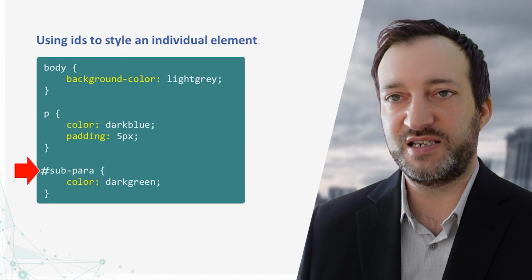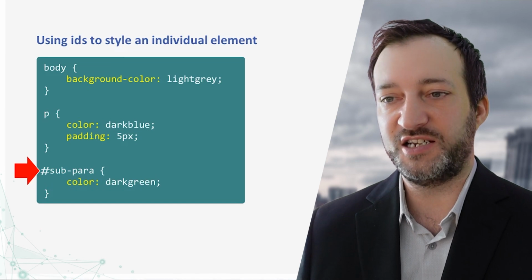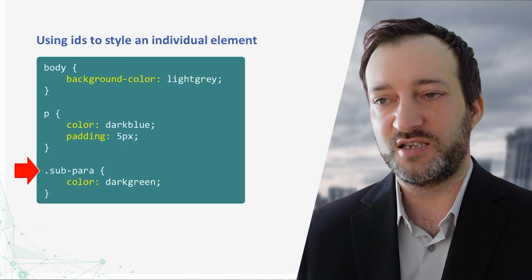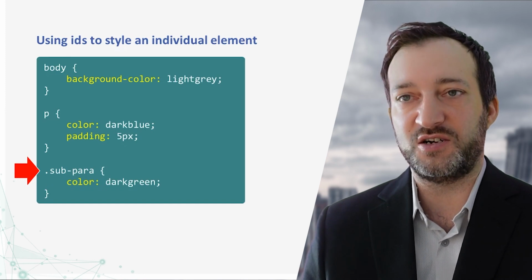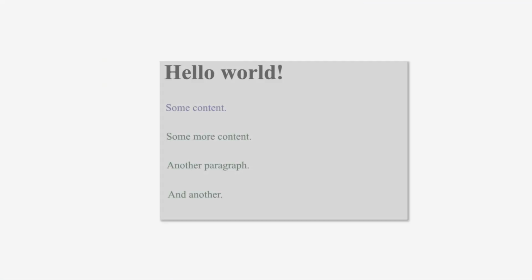To do this in the CSS file, all we need to do is change the hash symbol into a dot. So when we're using an ID, we use a hash, and when we're using a class, we use a dot. And now you can see that the 3 elements that you saw previously are all styled in dark green using our subpara class, but the paragraph element is still styled dark blue. So unless you apply this class to the element, you'll still get the default dark blue color for all paragraphs in this HTML document.